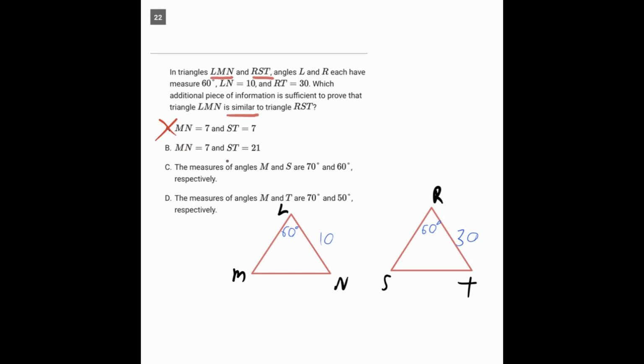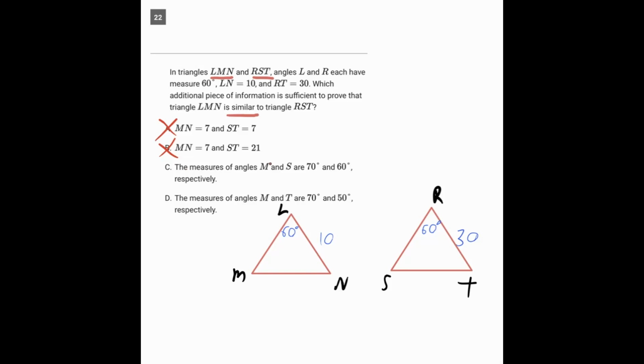Now let's look at B. MN is 7, ST is 21. This is a little better because we have the 1:3 ratio here, and now we have a 1:3 ratio there, and the ratios are matching. Still, there's no side-side-angle rule for triangle similarity. So this is not matching one of the similarity rules. So we'll get rid of B as well.